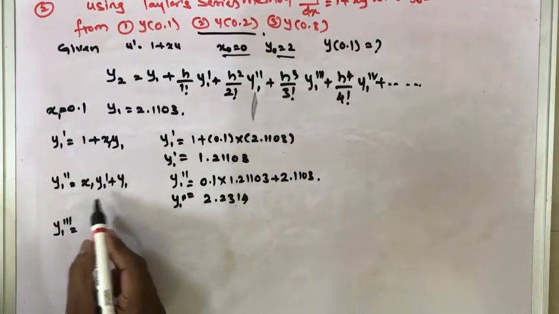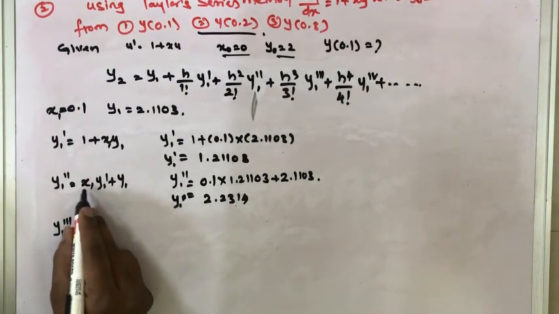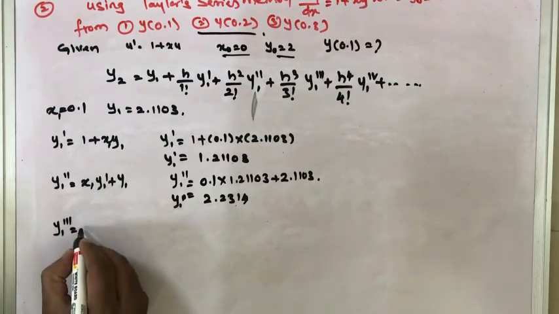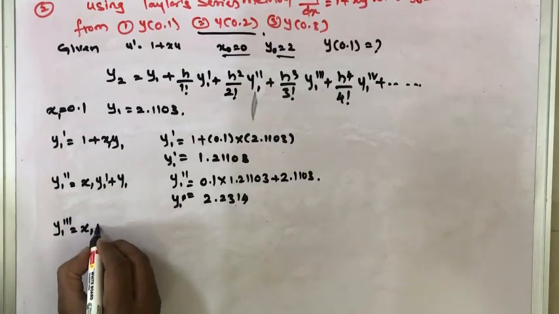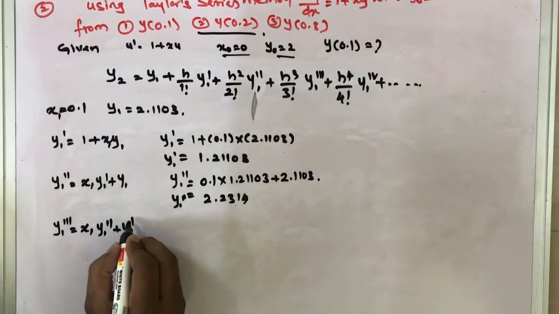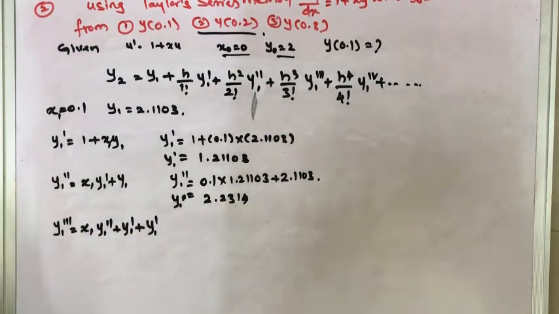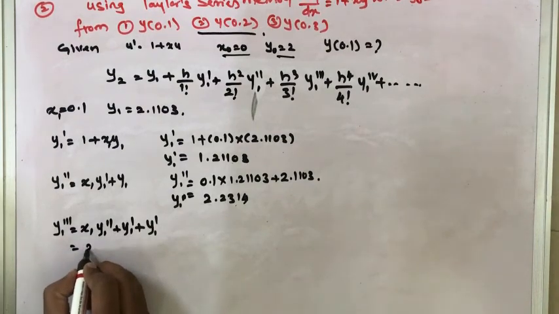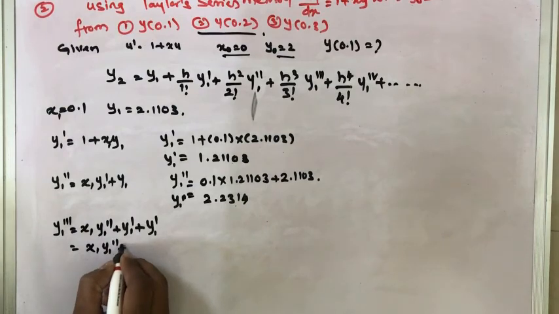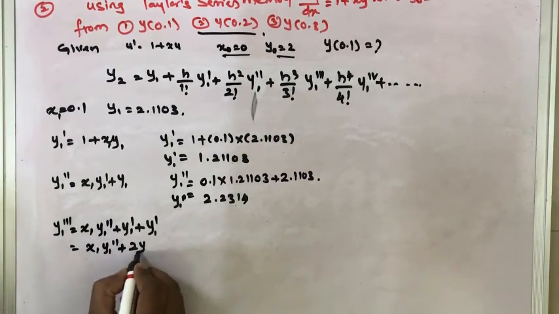Similarly y1 triple dash. So differentiation of this I have to do. It will be in the form of u into v, so u differentiation of v plus v differentiation of u. I'll keep x1 as it is. Differentiation of y1 will be y1 double dash, plus y1 dash I'll keep as it is. Differentiation of x1 will be 1, and differentiation of y1 will be y1 dash. So I'll get x1 into y1 double dash, plus 2 y1 dash.